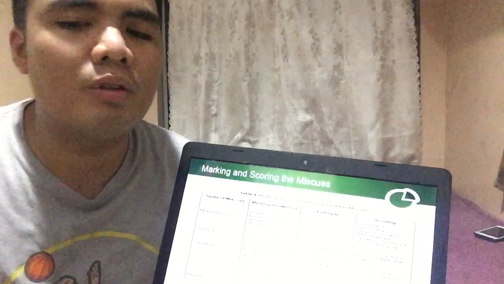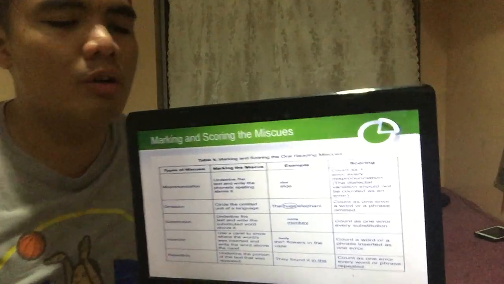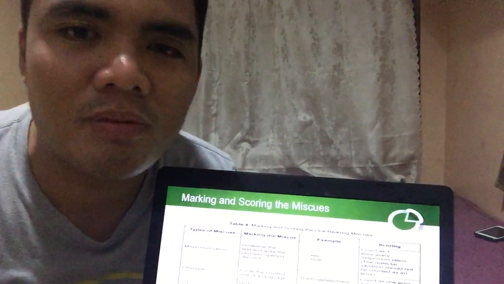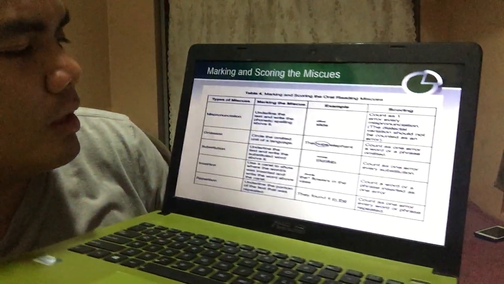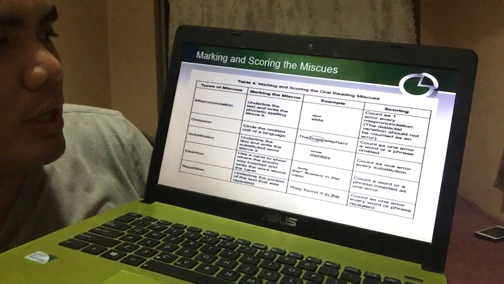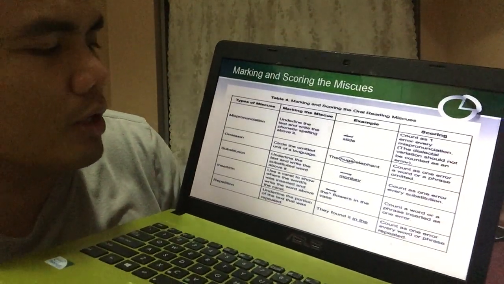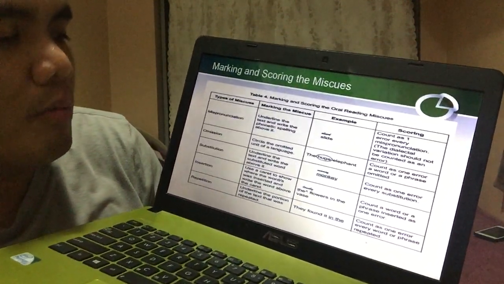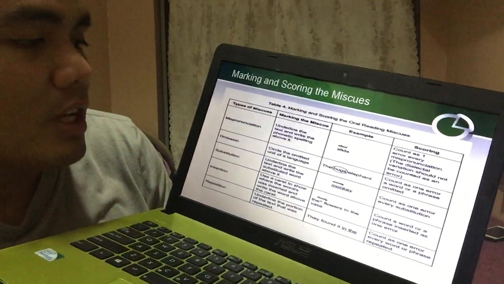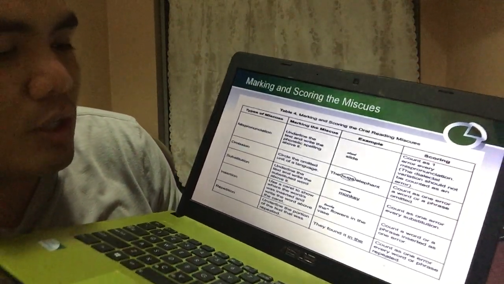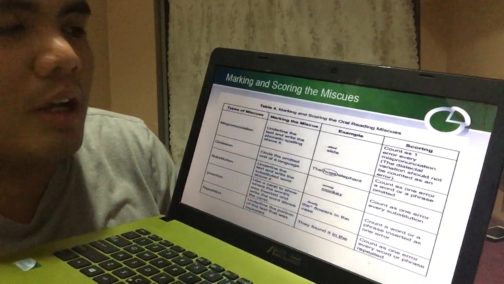Now, on to the favorite part, the post-test proper, where you are now going to assess and record the results. When you consider this, I would like you to take a look at the types of miscues, which are the mispronunciation, the omission, substitution, insertion, and repetition.